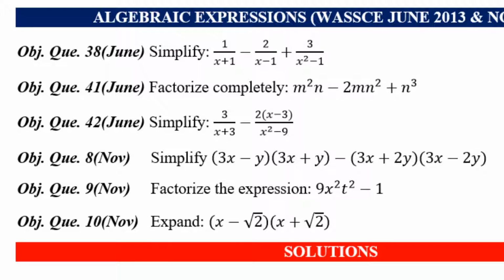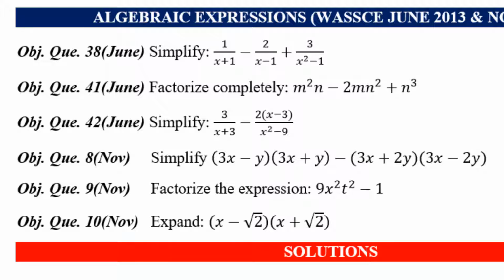Objective question 41, June. Factorize completely m squared n minus 2mn squared plus n cubed. Objective question 42, June. Simplify 3 out of x plus 3 minus 2 into bracket x minus 3 divided by the expression x squared minus 9.